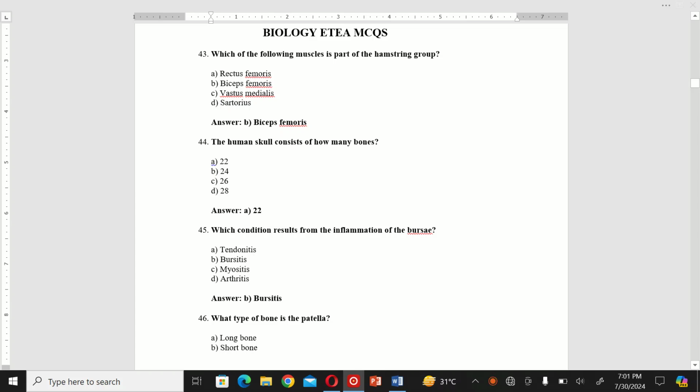Let's get started. So the first MCQ is which of the following muscles is a part of the hamstring group? A. Rectus femoris, B. Biceps femoris, C. Vastus medialis, and D. Sartorius. So the correct option is B.